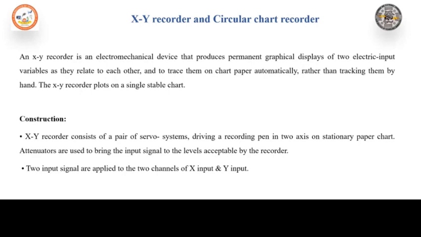An XY recorder closely resembles and functions like a single pen recorder, except that the chart is moved in response to changes in a variable instead of a uniform time rate. In such recorders, the chart remains fixed in its position and the pen moves simultaneously in both the x and y directions in response to electrical signals applied to its two input terminals.